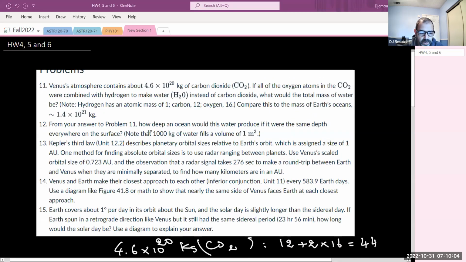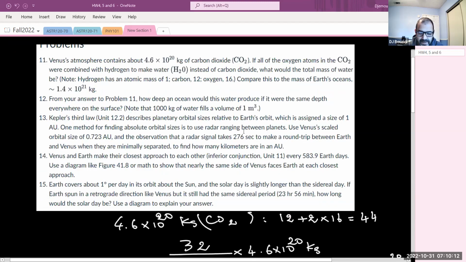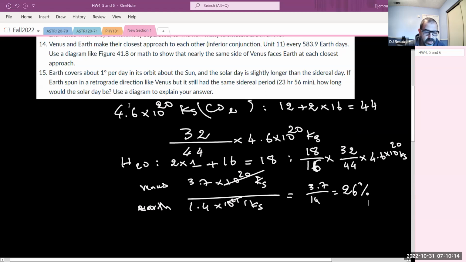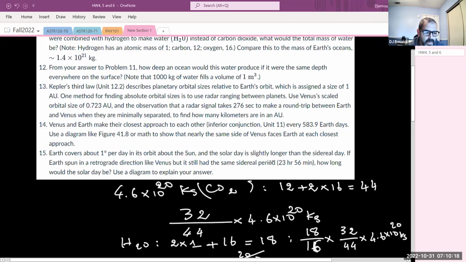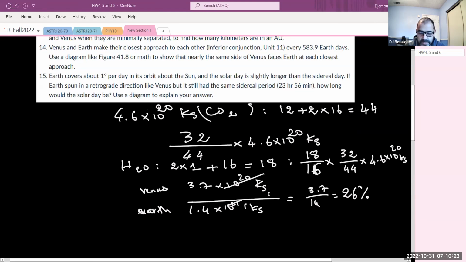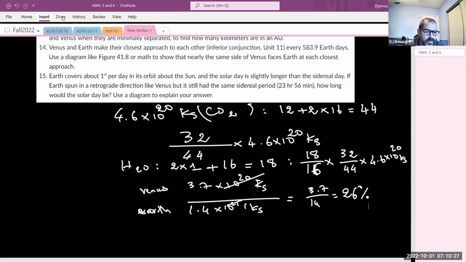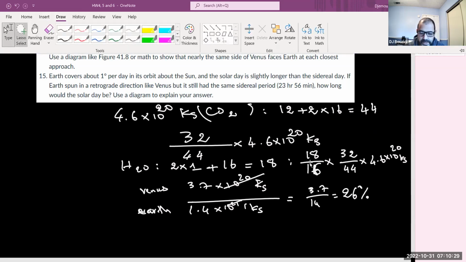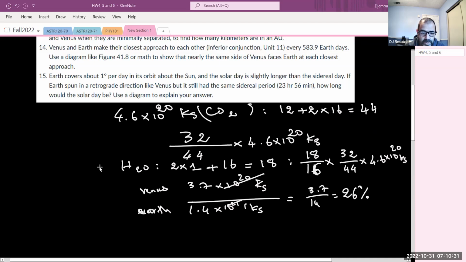Question 2: from your answer to problem 11, how deep an ocean would this water produce if it were the same depth everywhere on the surface of the Earth? Obviously, this many kilograms. So that's the first problem, problem 11. Problem 12, so I'm running out of room, so I'm going to erase. I'm just going to keep the last number in here because we need it. So I'm going to go back into my drawing tool and erase everything in here. Hopefully you guys have had a chance to go through this.